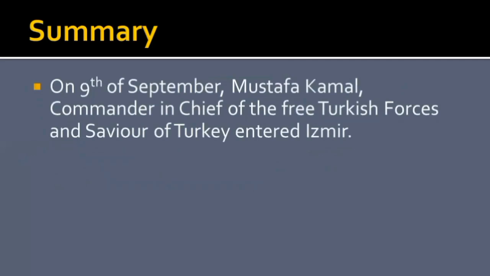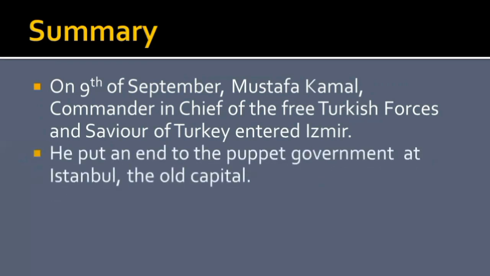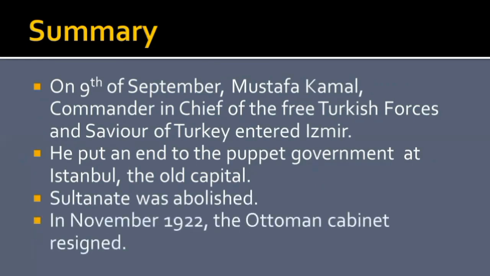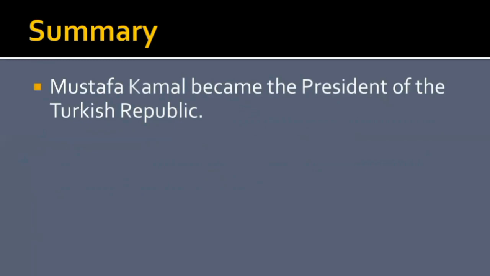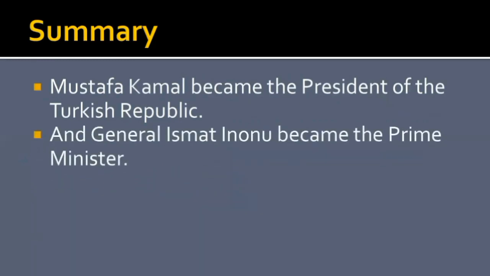On 9th of September, Mustafa Kamal, commander-in-chief of the Free Turkish Forces and savior of Turkey, entered Izmir. He put an end to the puppet government at Istanbul, the old capital. Sultanate was abolished. In November 1922, the Ottoman cabinet resigned. Mustafa Kamal became the president of the Turkish Republic and General Ismet İnönü became the prime minister.